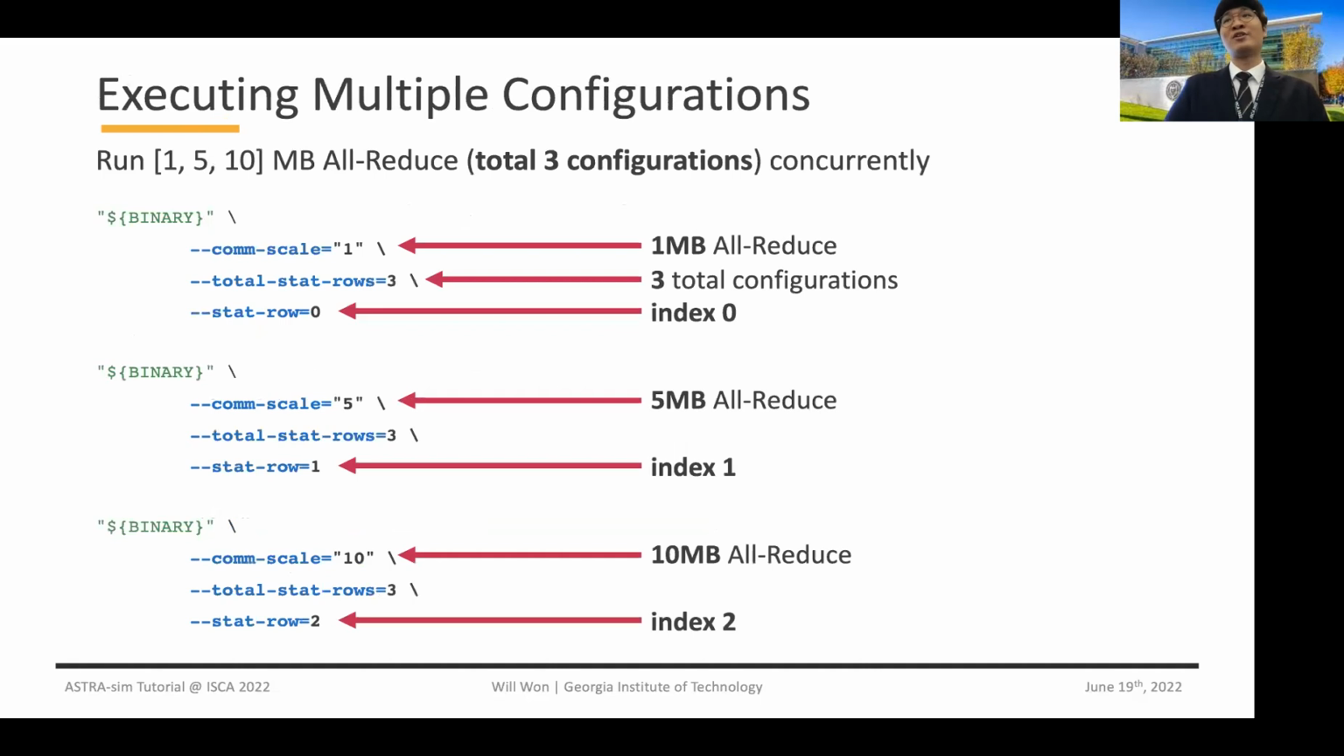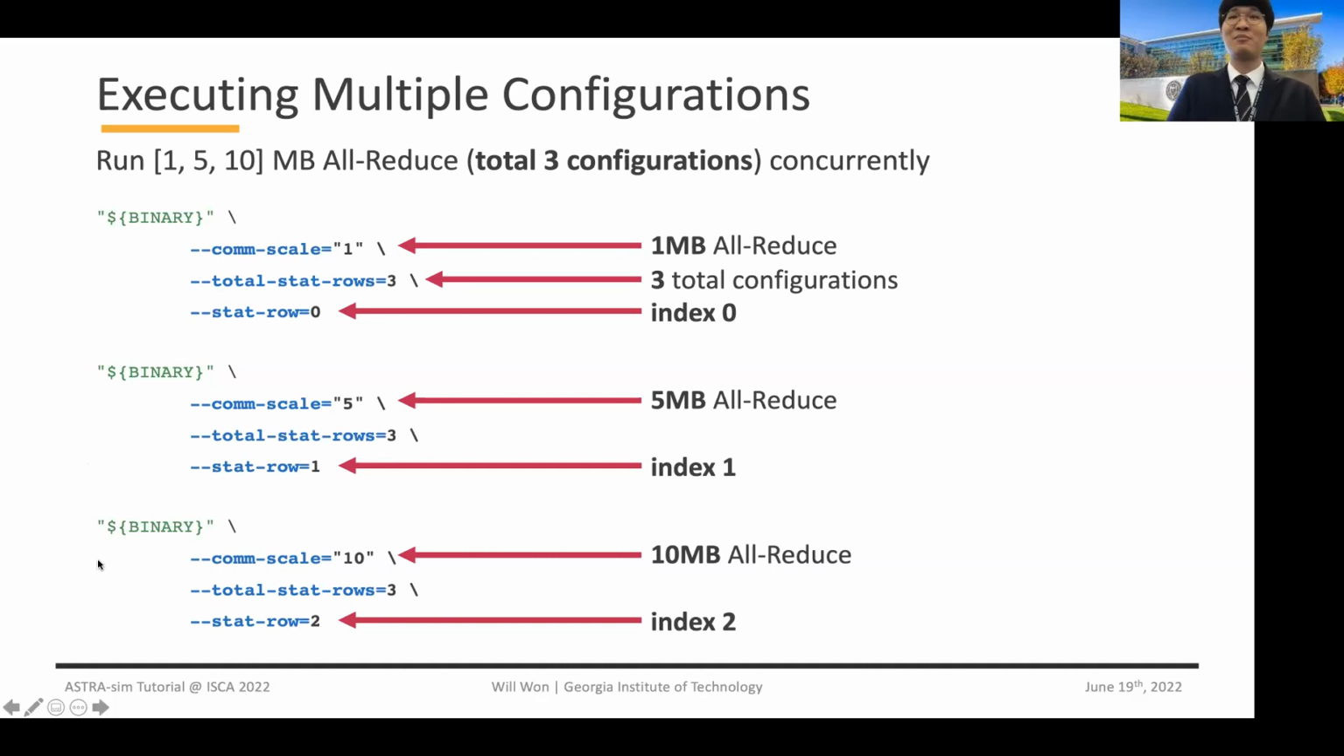And sometimes you want to run multiple configurations and store all the results in a single file. To do that, we offer two input features, total stat rows and stat row. For total stat rows, you specify how many runs you want to run. Let's imagine I want to run 1, 5, and 10 megabyte all-reduce and store it into one single result file. We have a total of 3 communication configurations. That's why I set total stat rows to 3.